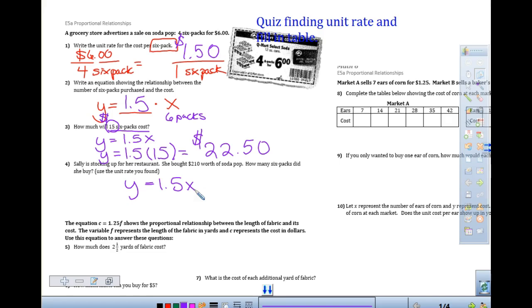Y. We know y, right? So I'm going to replace y. Ellen, tell me with what? 210. 210 is equal to 1.5x. Okay? So Riley, I get that part of my equation. Now what do I do? You divide 210 divided by 1.5.